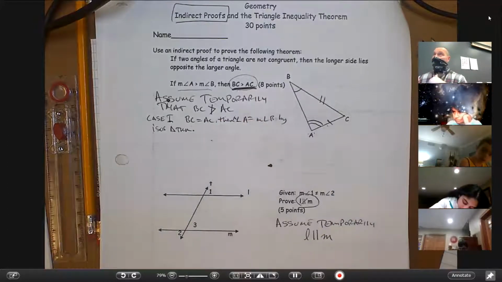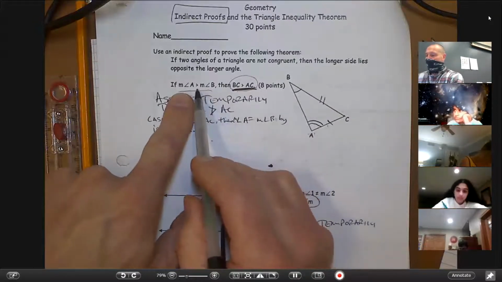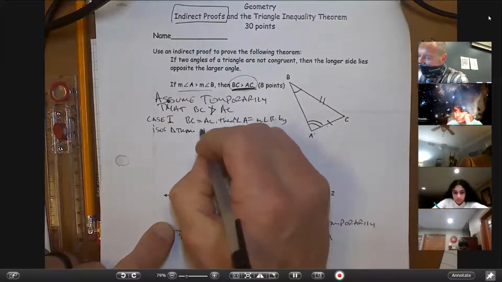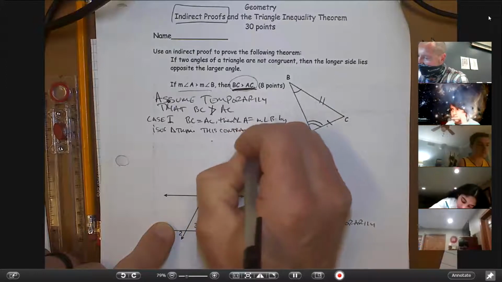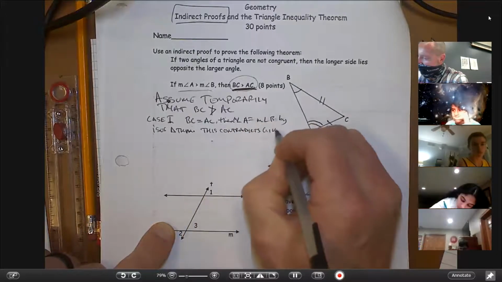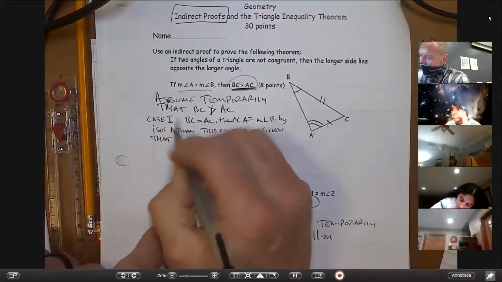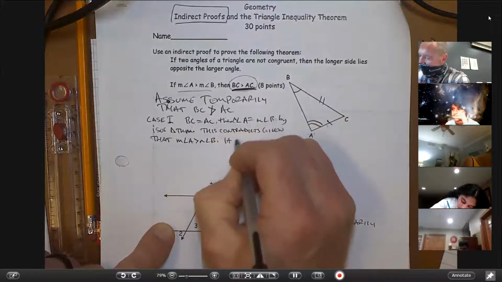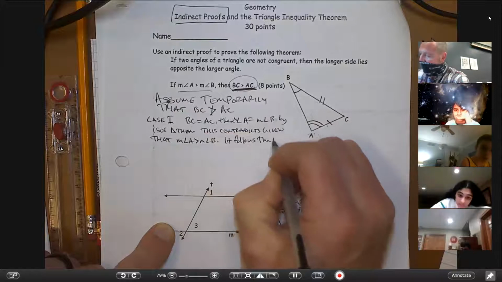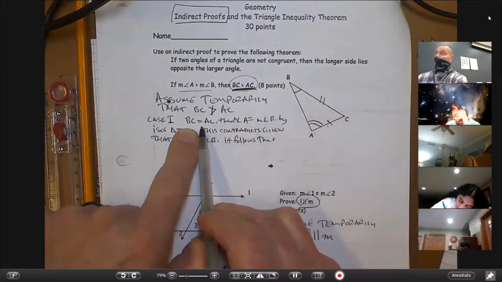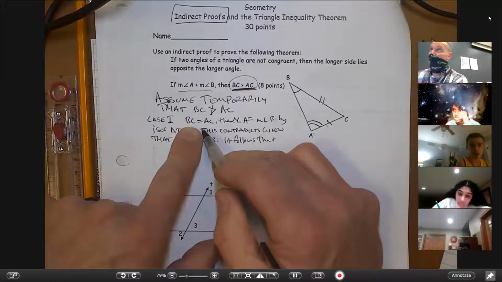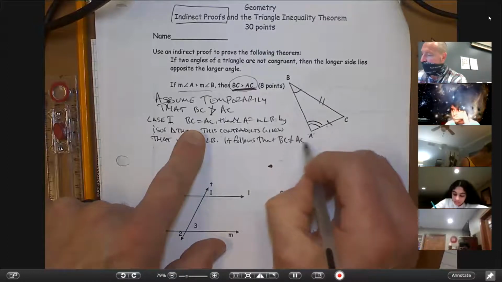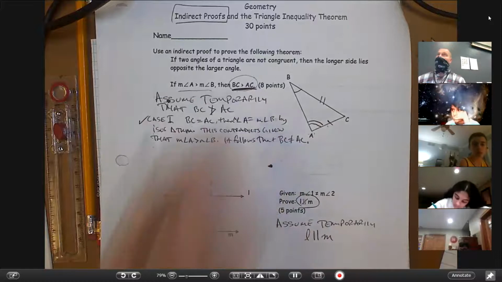However, that contradicts the given that the measure of angle A is greater than the measure of angle B. This contradicts the given that the measure of angle A is greater than the measure of angle B. It follows that, well, what did we assume? We assumed that BC was equal to AC. So when we assumed that BC was equal to AC and we got a contradiction, we can now conclude that BC must not be equal to AC. So we've checked off case one.